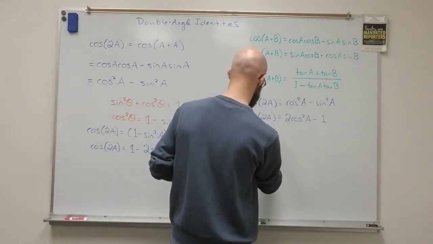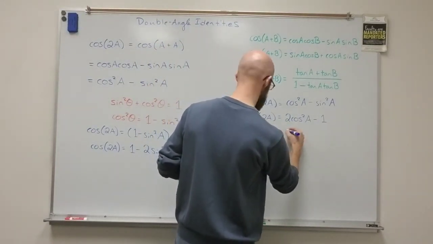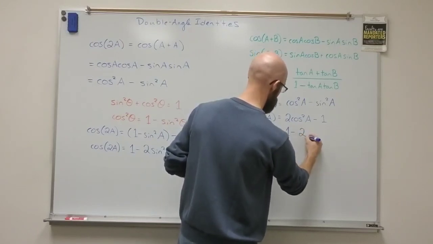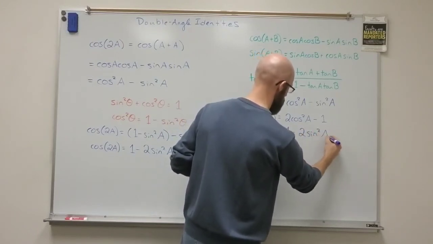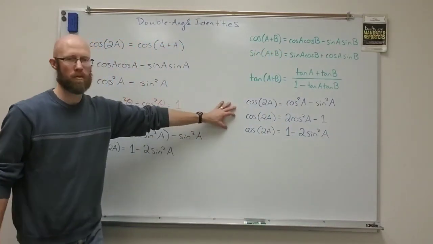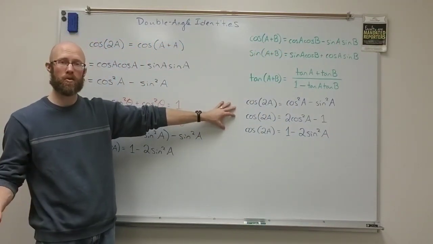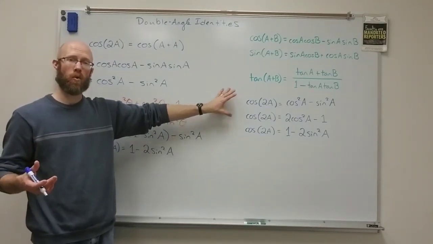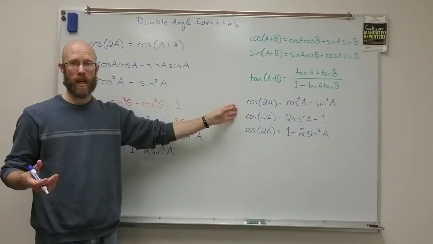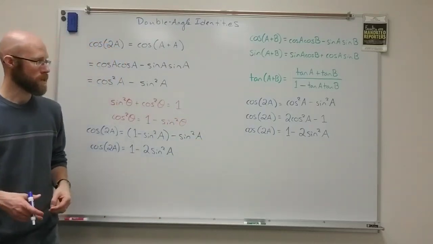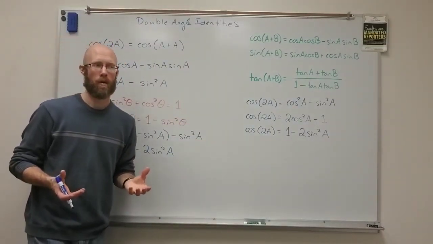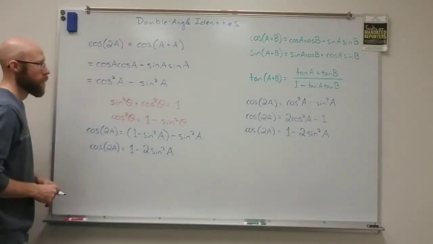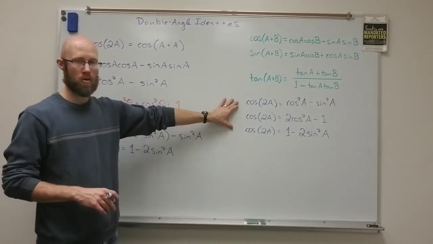So cosine of 2a is also equal to 1 minus 2 sine squared a. These 3 formulas are interchangeable. They can each be used in any situation, but there are certain situations where one might be more useful than the other, okay? Or may simplify an expression in a better way than the other ones might. Okay, so that gives us 3 expressions for the cosine of 2a.